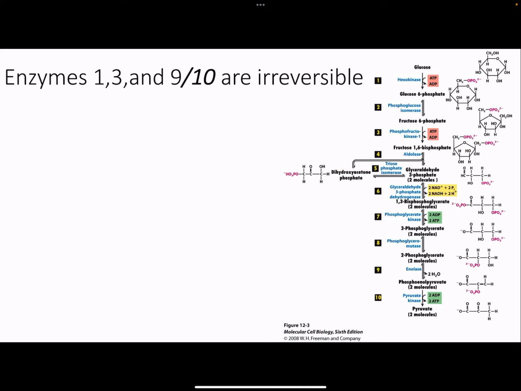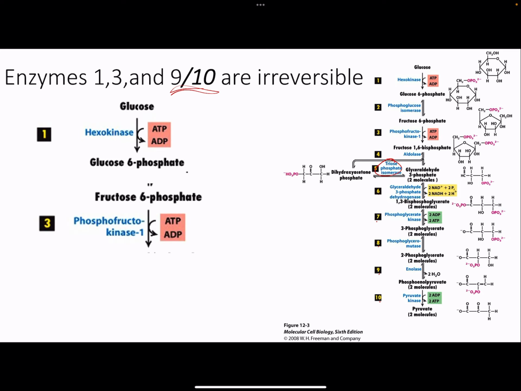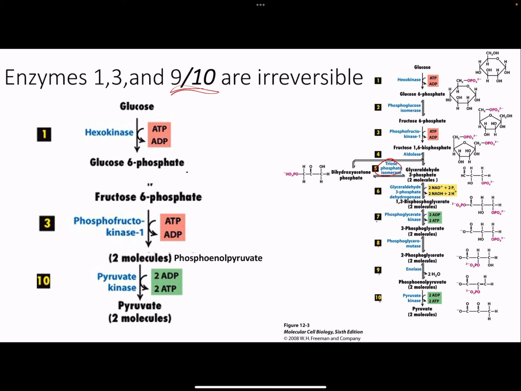All of the enzymes of glycolysis are reversible, except for 1, 3, and 10. Now, why do I say 9/10? It's because some people don't really consider this a step, so they might say 1, 2, 3, 4, 5, 6, 7, 8, 9, but I'm just going to call it 10. But if you see it mentioned as 9, that's probably why. Hexokinase, irreversible. Phosphofructokinase, also known as PFK1, irreversible. And pyruvate kinase, irreversible. All of these are kinases.